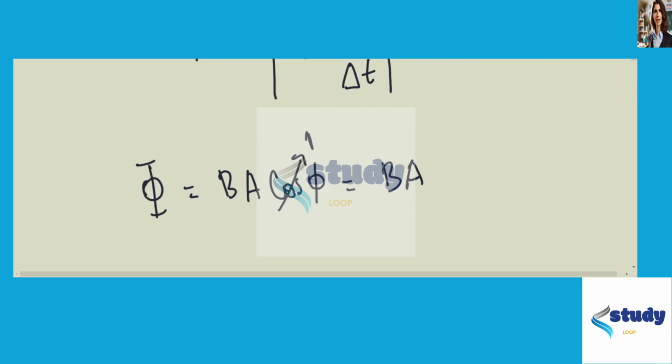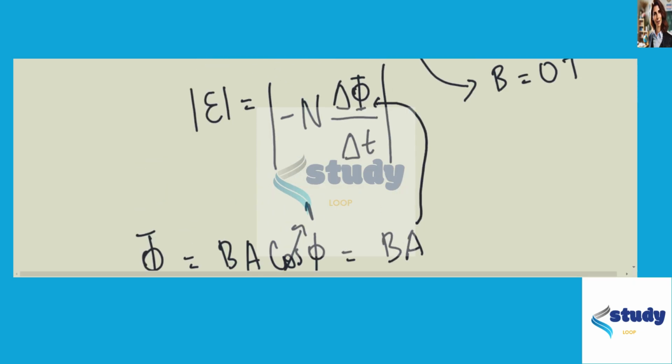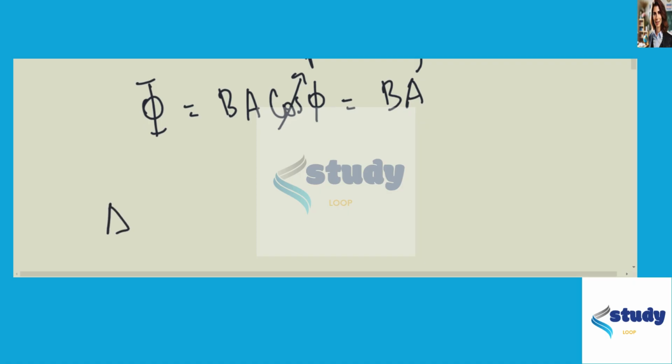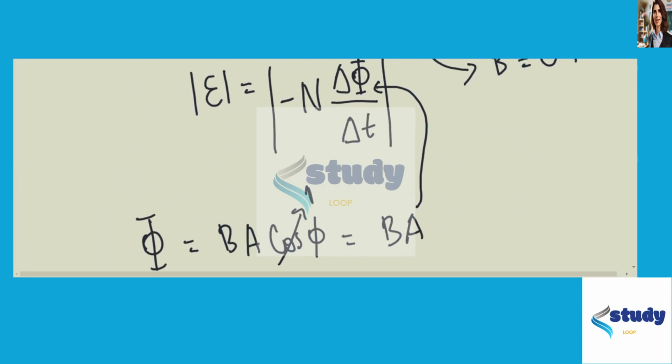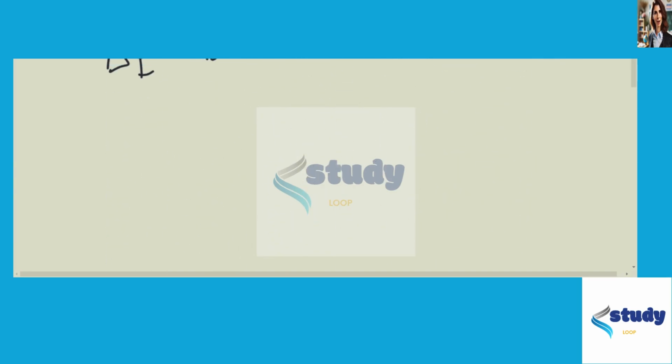Now we can put this into this equation, but we know that the change in the magnetic flux will be the final magnetic field times the area minus the initial magnetic field times the area. In this case, the area is the same. We are not changing the area. We're changing the magnetic field. So that will be B minus B0. Now we can substitute that in there and solve for the delta time.